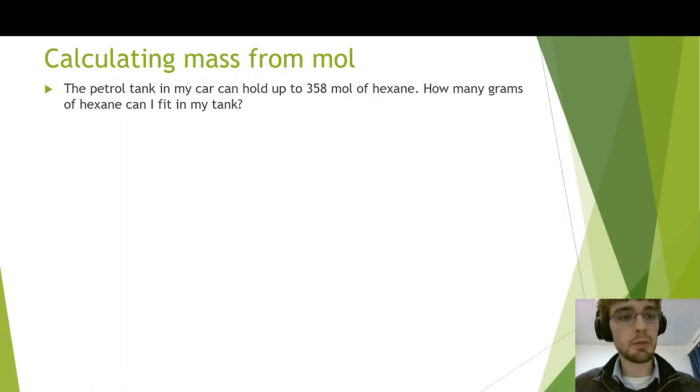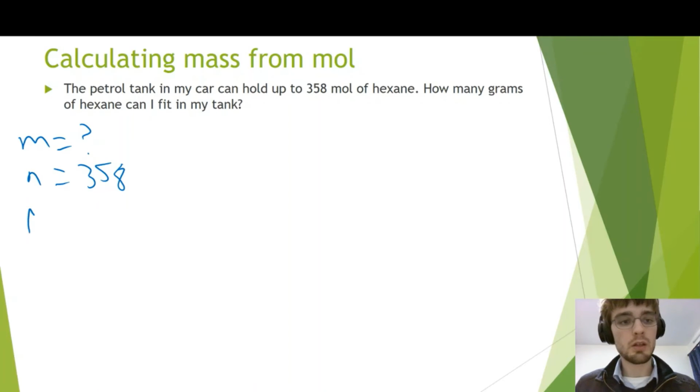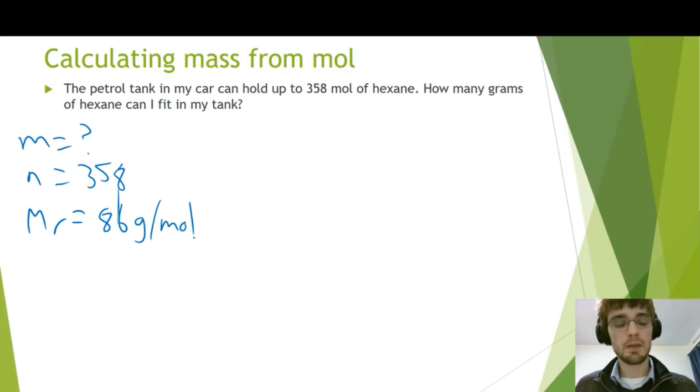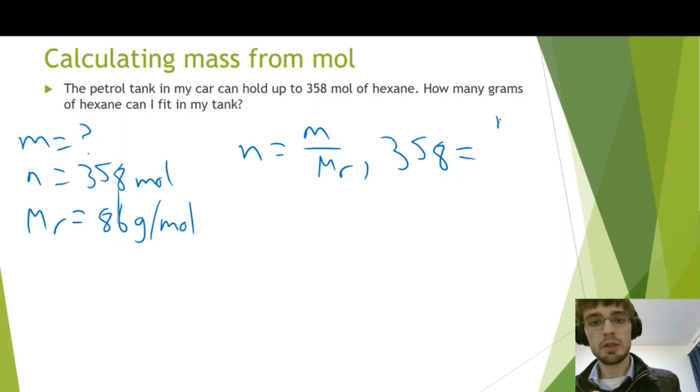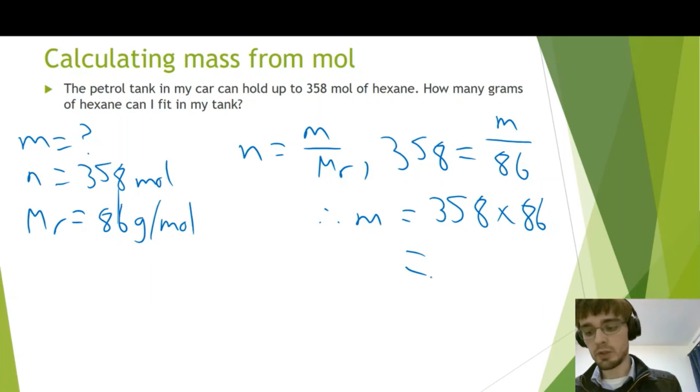And again, we do the same thing with an equation. Relative molar mass was 86. We say n equals m over Mr, and we know that 358 mole equals m over 86. Therefore, m equals 358 times 86, which is equal to 30.8 kilograms. We get the same answer.